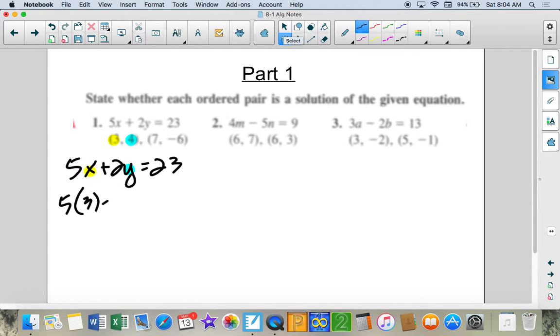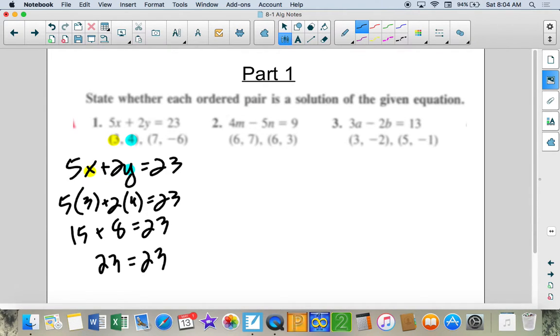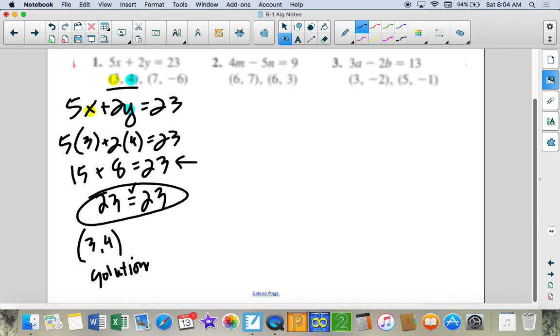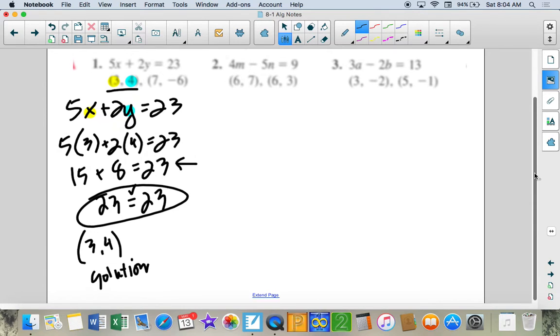So 5 times 3 plus 2 times 4 equals 23. 15 plus 8 equals 23. Does 23 equal 23? So yes, this coordinate 3, 4 is a solution. When doing these equations, I don't want you to stop here. Don't assume that I know that you know that 15 plus 8 equals 23. You must take it down and completely simplify it.